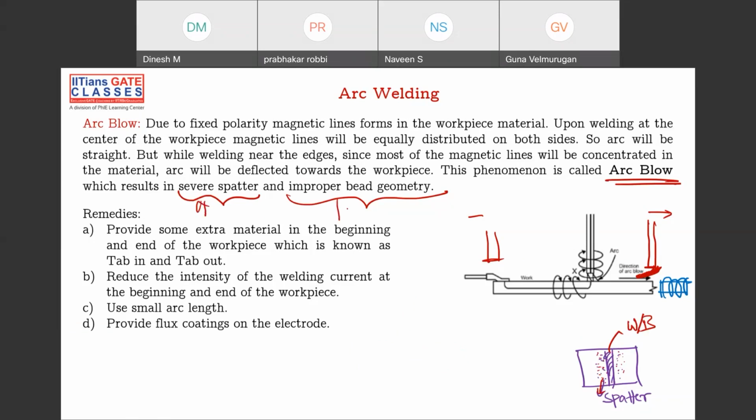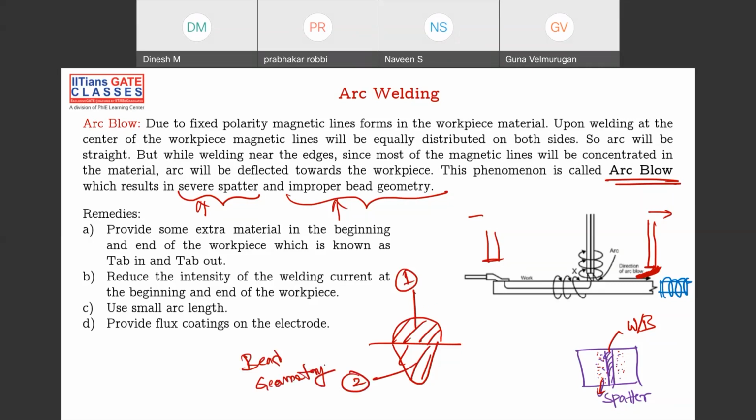And also your geometry. What was the bead geometry? You might have seen the bead geometry. What is this? Anyone? What is this first one? What is this two? So what is one? This is your bead geometry. We have discussed this yesterday in the bead geometry.